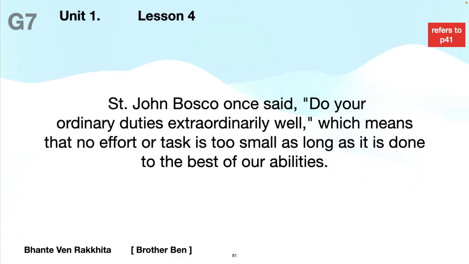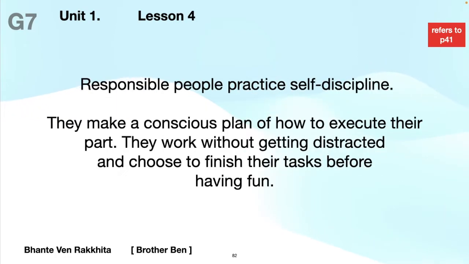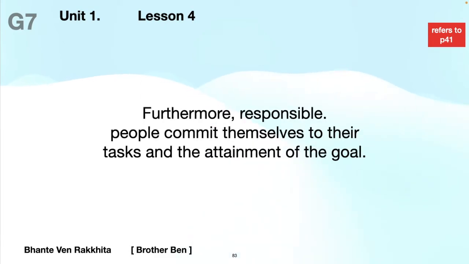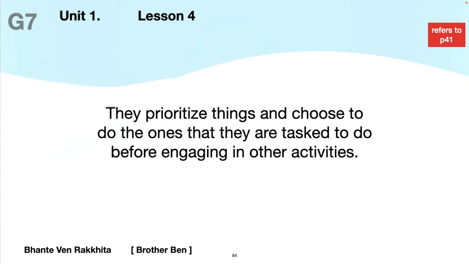Saint John Bosco once said, "Do your ordinary duties extraordinarily well," which means that no effort or task is too small as long as it is done to the best of our abilities. Responsible people practice self-discipline. They make a conscious plan of how to execute their part. They work without getting distracted and choose to finish their tasks before having fun. Furthermore, responsible people commit themselves to their tasks and the attainment of the goal. They prioritize things and choose to do the ones that they are tasked to do before engaging in other activities.